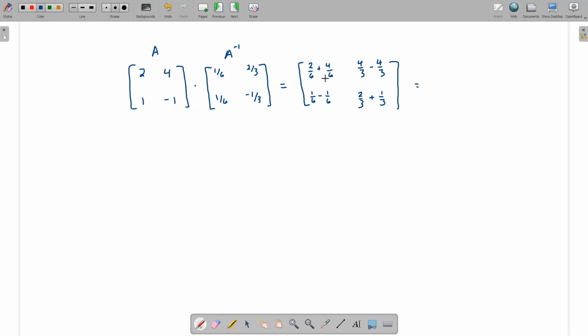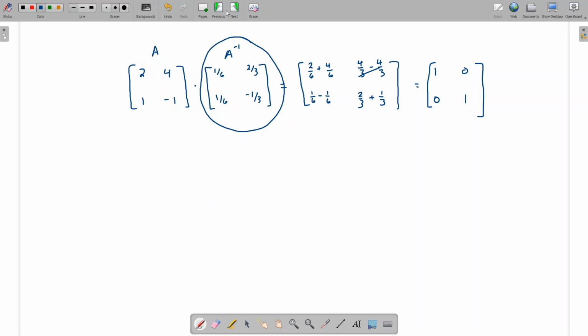And then if you simplify them, you can see that's 6/6, which is 1. Those clearly cancel to give you a 0. These clearly cancel to give you 0, and that gives you 1. So yes, indeed, this was our inverse matrix.